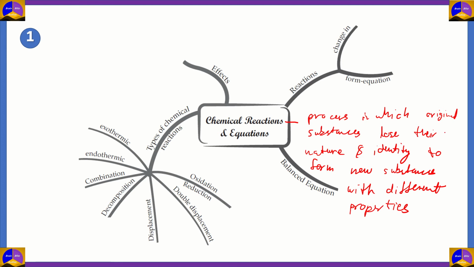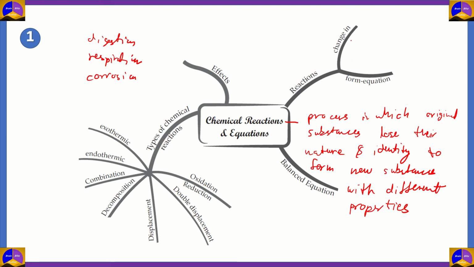These occur due to the breaking of chemical bonds of the original substances and the formation of new chemical bonds which lead to new substances. The substances which take part in a reaction are called reactants, and the substances which are formed after a reaction are called products. And chemical reactions include digestion, respiration, corrosion, combustion, etc.